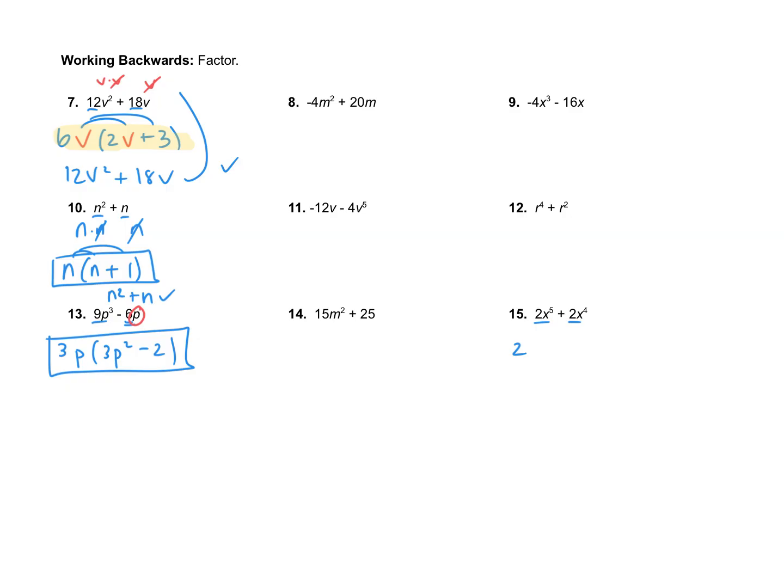15. We can take out a 2. Out of x to the 5th and x to the 4th, what is the most I can take out of both? So I have 5 x's, and I have 4 x's. What can I take out of both? 4, right? I could take 2 out of here and 2 out of here, but I would still have 2 left. So ultimately, I can take 4 out of both. When I do, I'm just left with 1x. And then if I have 2x to the 4th and I divide out 2x to the 4th, what am I left with? 1.